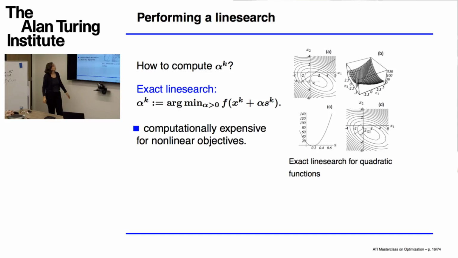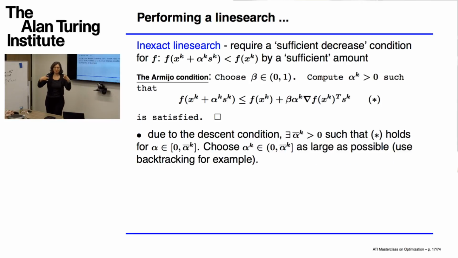exactly. So apart from that case, and here you see an illustration for quadratic functions, I won't have much time to go into it. But essentially, I will do 1-dimensional minimization along a given direction of my function. Too expensive usually. So what people do is something that's called an inexact line search, and this is what all codes do, where instead of requiring some kind of the best decrease we can get along a certain direction, all we ask for is some kind of sufficient decrease.